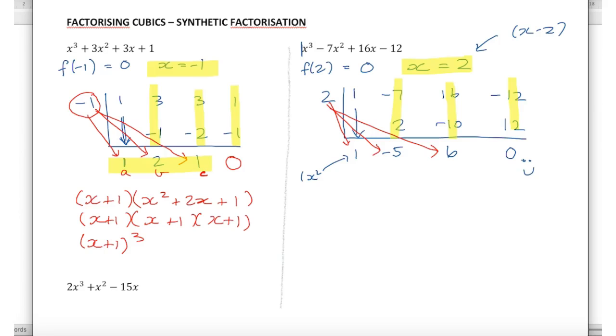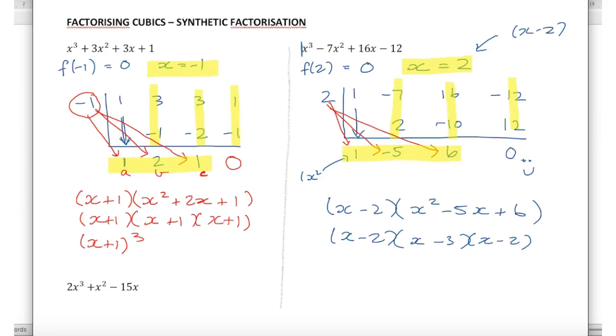So now what we've got is our quadratic across the bottom, and we had x equaling 2, so my factor is x take 2, and my quadratic 1x squared take 5x plus 6. Exactly the same as what we got when we used long division. So I can then factorize that quadratic and then simplify my factored form where necessary.